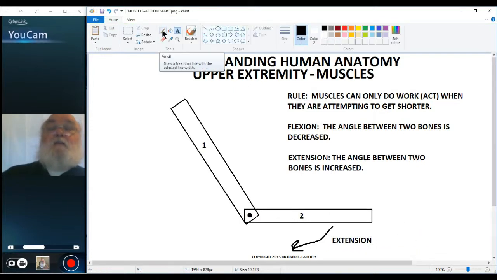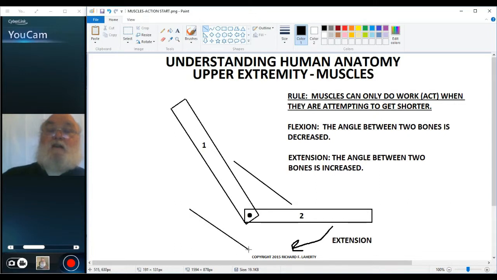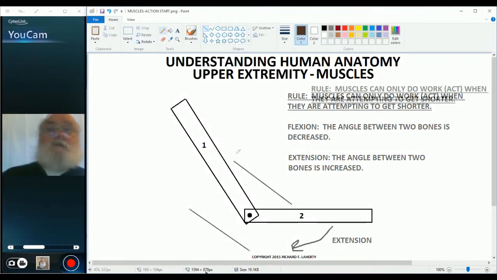Now, if a muscle is on this side of the joint, the muscle is on this side of the joint, it will have to flex. If the muscle crosses on the opposite side of the joint, it will have to extend the joint.